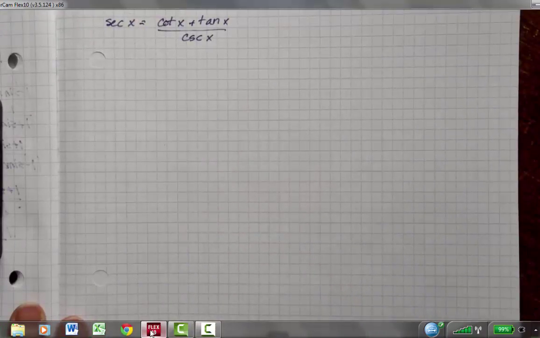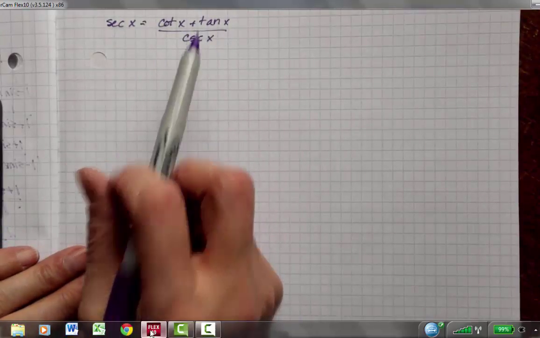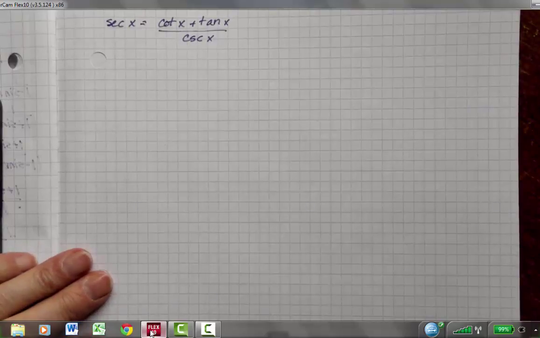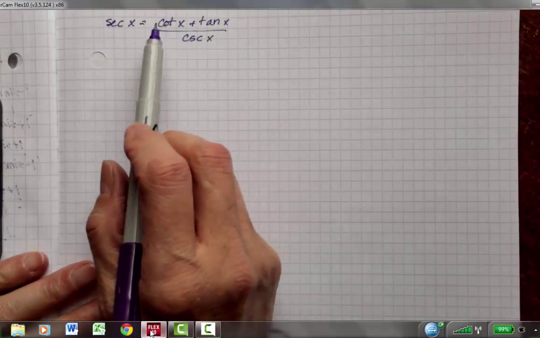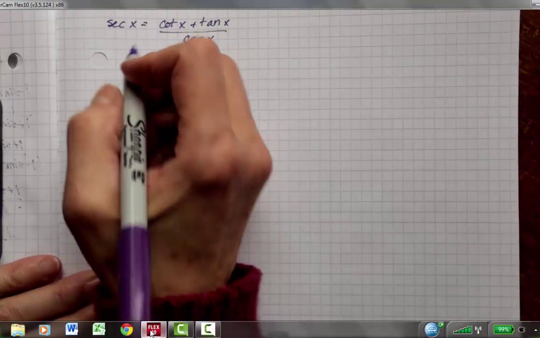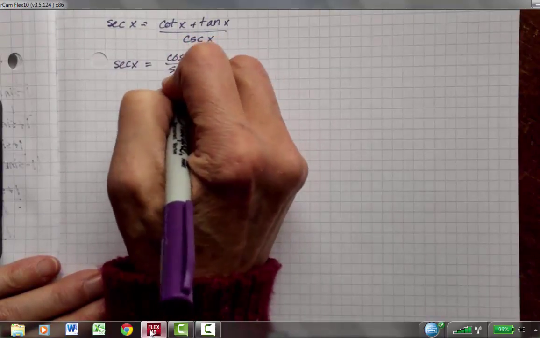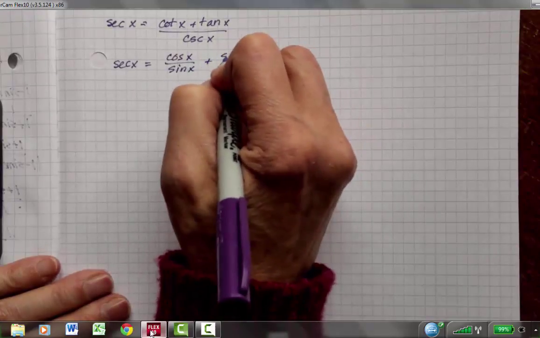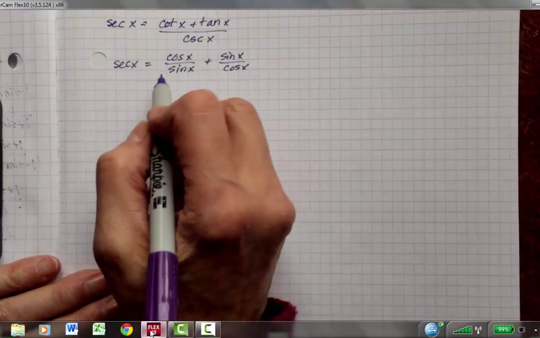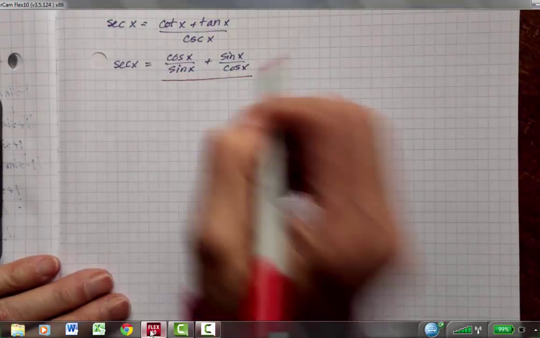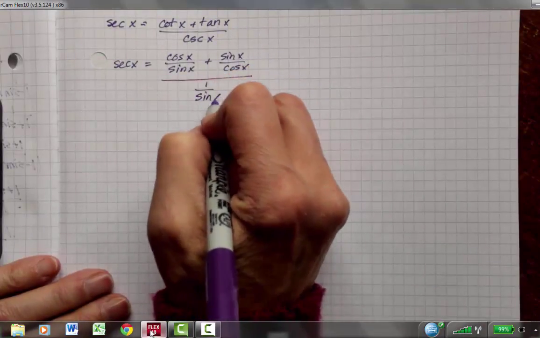Our second identity that we're looking at today is this one right here. And here the more complicated side is the right side. And I think the best technique for this would be to rewrite all this in terms of sines and cosines, because that's what we're most familiar with. So that's what I'm going to do first. I'm going to rewrite cotangent as cosine x over sine x, and I'm going to rewrite tangent as sine x over cosine x. That's in my numerator of this fraction. And then in the denominator, I'm going to rewrite cosecant x as 1 over sine x.